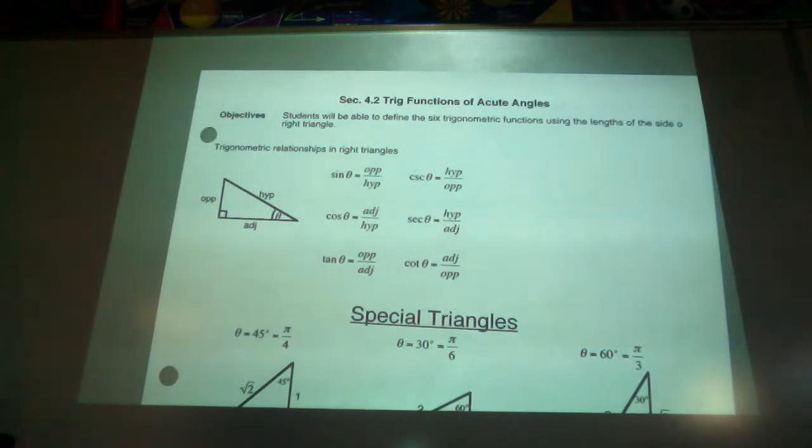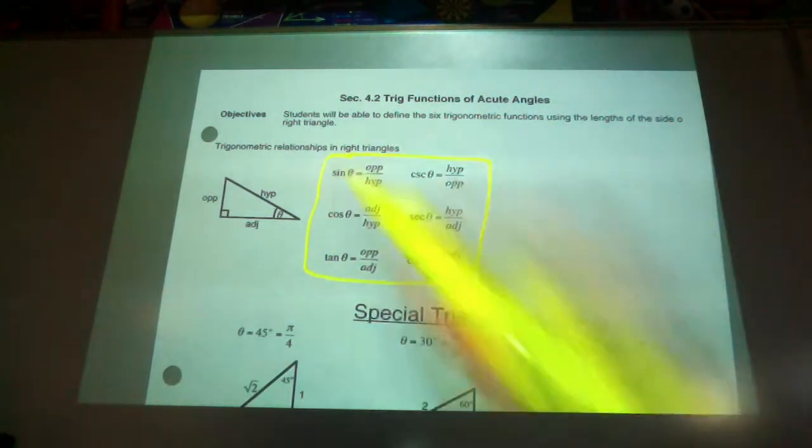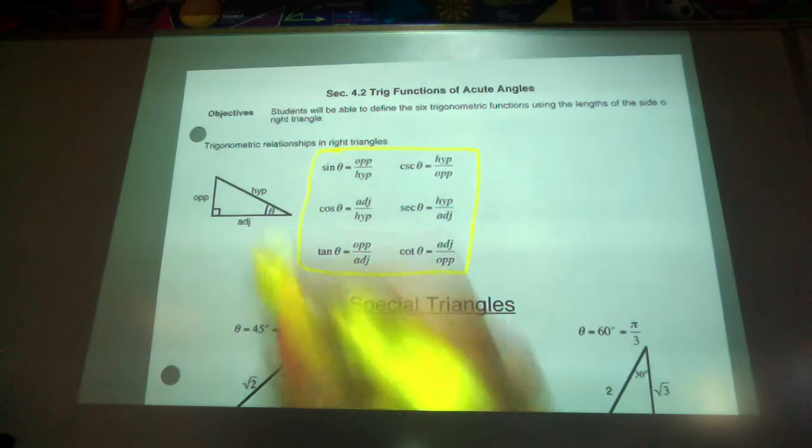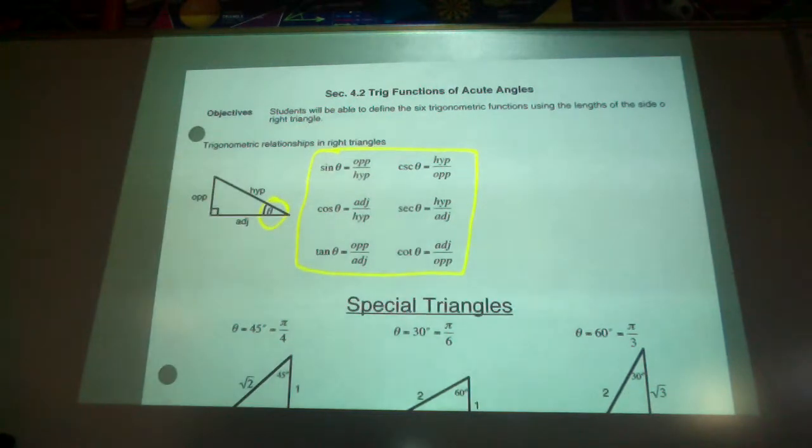So you need to know all 6 of these trig functions and their ratio relationships. This is your angle of reference right there, and these are the sides that are opposite, adjacent, and the hypotenuse to that angle of reference. These only occur in right triangles. So if you don't have a right triangle, you're most likely not using sine, cosine, tangent, and their inverses. So how do we remember them?